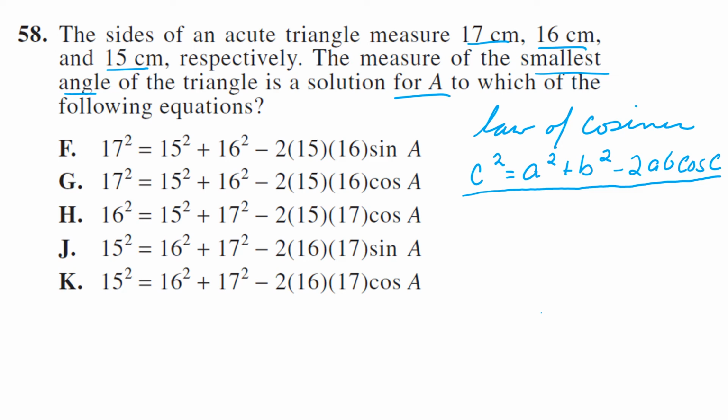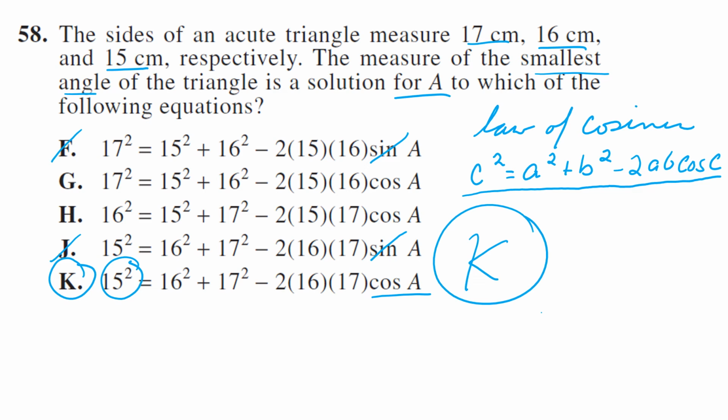Since we know it's the law of cosines, we can already eliminate choice F and J. And then the smallest side will be 15. Smallest side is 15. That means the smallest angle, cosine A. So your answer has to be K, right? Because A, B, and C just represent sides, and we're looking for the smallest side. So that's what we're solving for. This is one that if you know the law of cosines, it's a pretty easy question. And if you don't, it's going to be a tricky question.